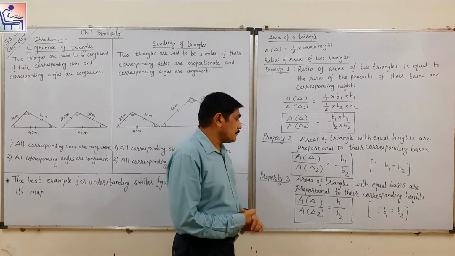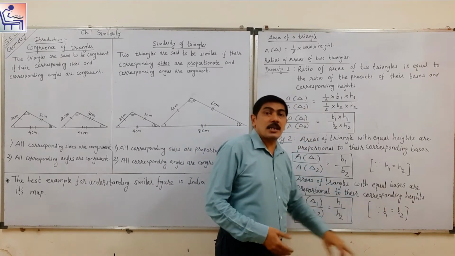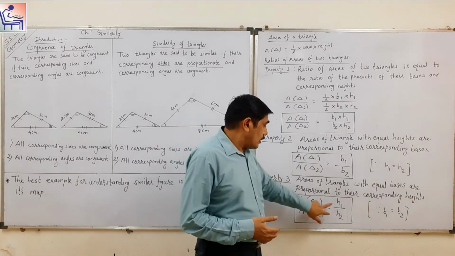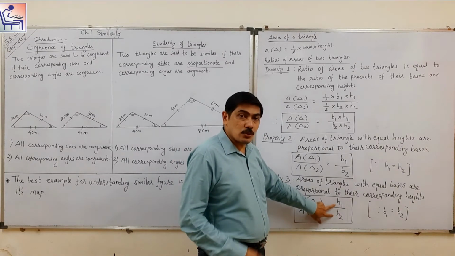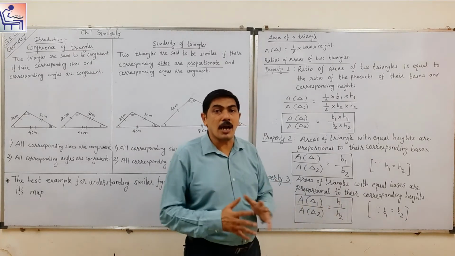Now property 3. Here we assume that the bases are equal. So if bases are equal, then the ratio of areas of two triangles depends upon their corresponding heights.